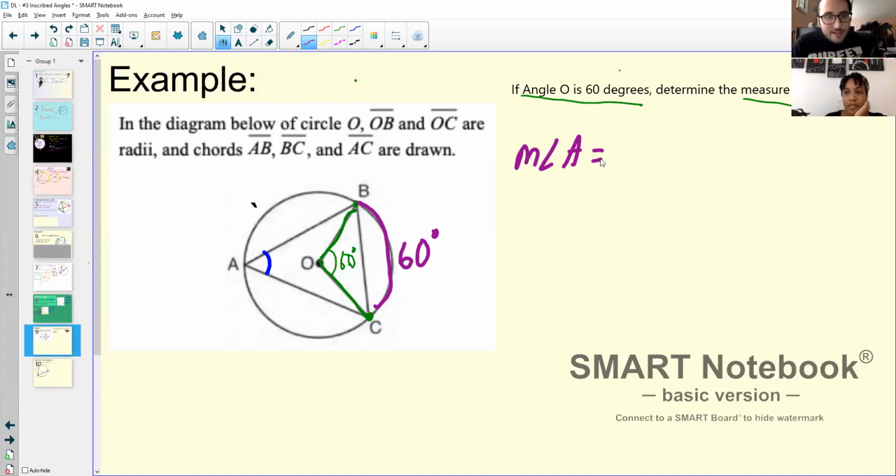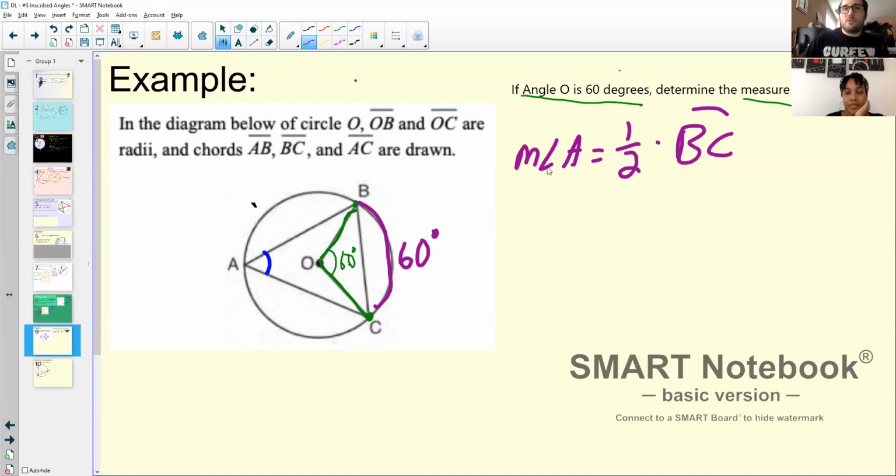So ABC is an inscribed angle, yes. So the angle is half the measure of the arc. So yes, let's write that out. The measure of angle A is 1/2 the measure of the intercepted arc BC.